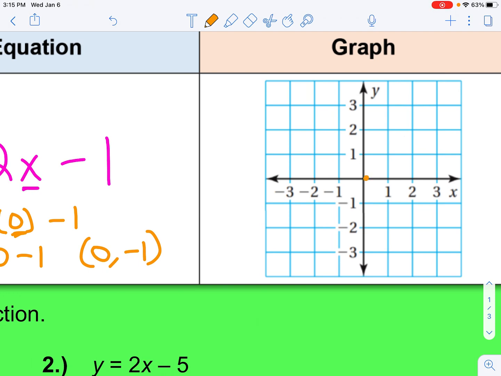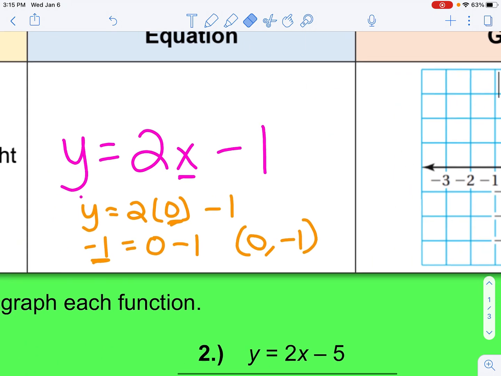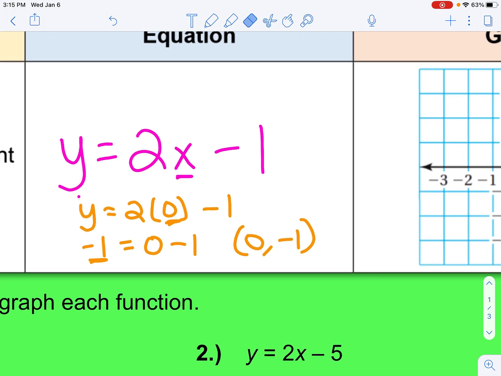So here's 0. We're not moving anywhere to the left or to the right, but we are going down 1. So our point goes right there. Alright, so we found 1 point. Let's find a few more. Let me erase all this.